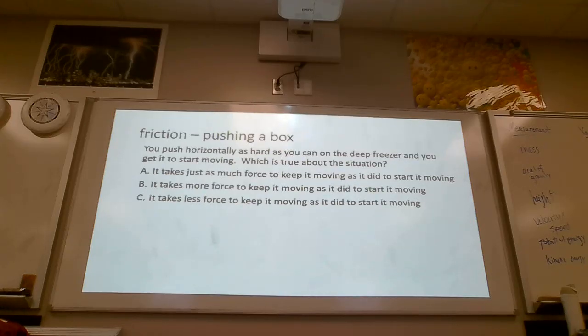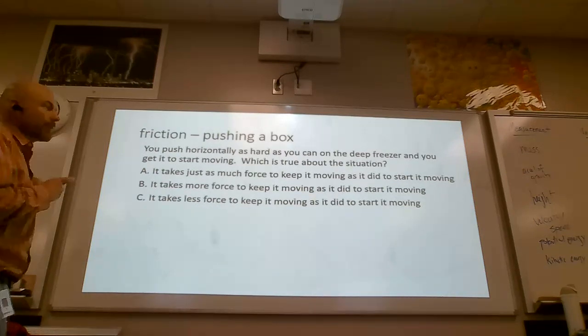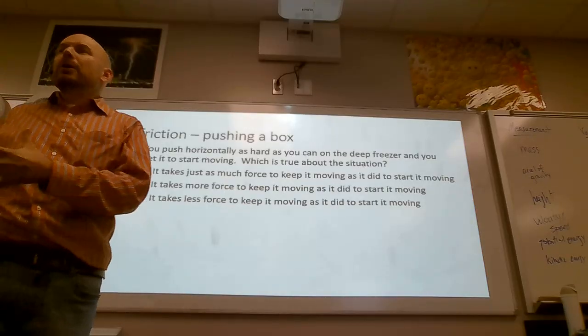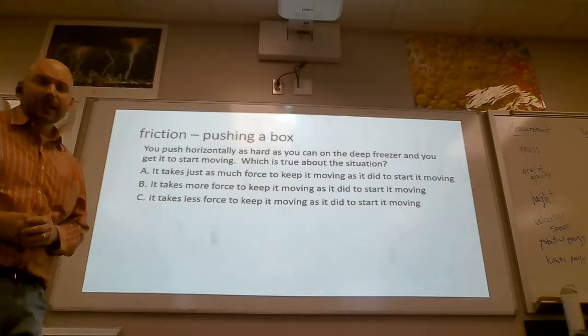Correct answer is C. So a couple different reasons. Number one, your inertia now is in motion. It wants to stay in motion.